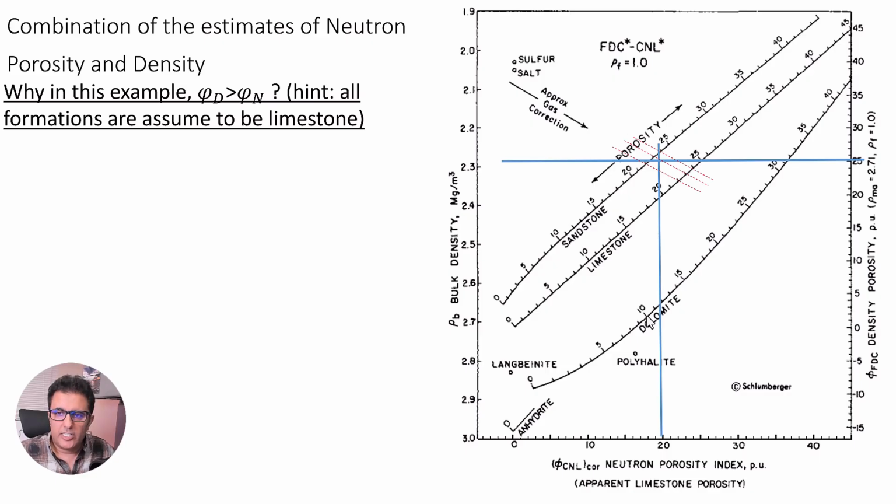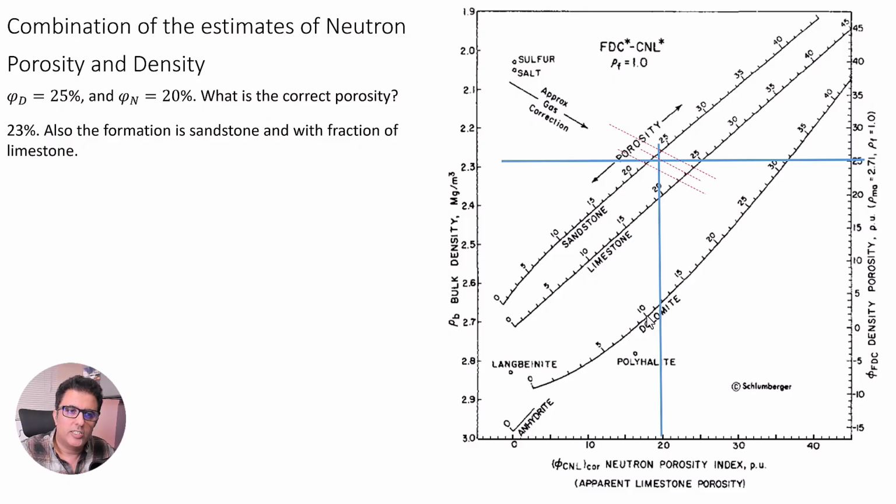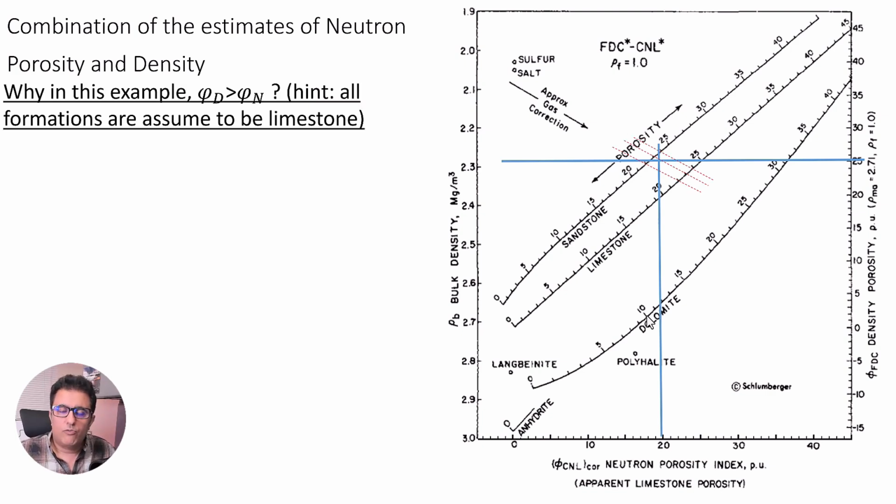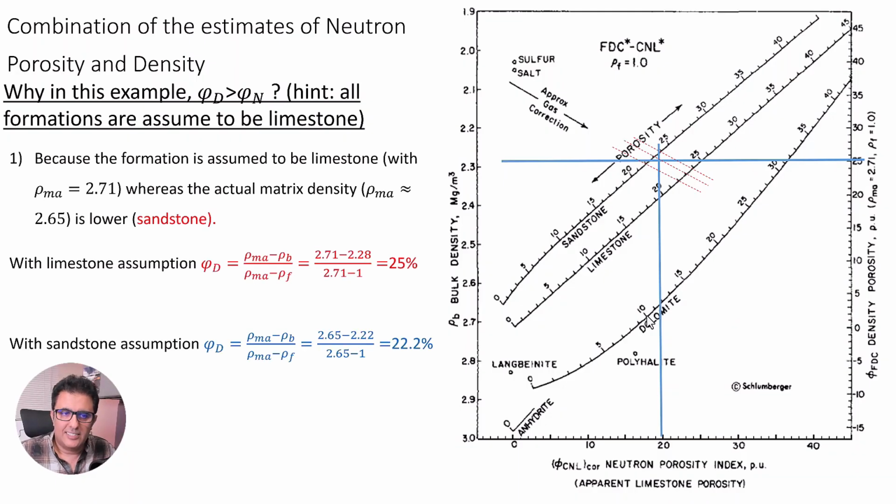Now, let me ask you a question. In this example that you already solved, phi d was 25% and phi n was 20%, which means that in this example, phi d was overestimated. Can you explain why? Okay, so there are two reasons. The first reason is that we had a wrong assumption about the lithology. We assumed the lithology to be limestone, but the true or actual lithology is sandstone.